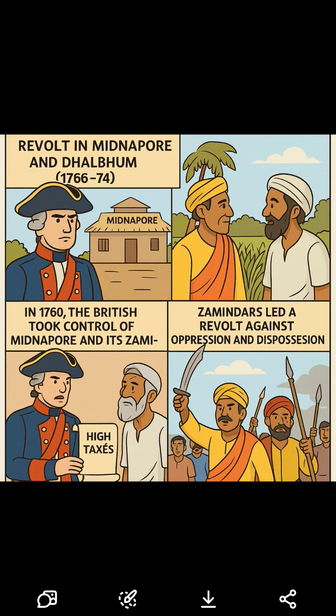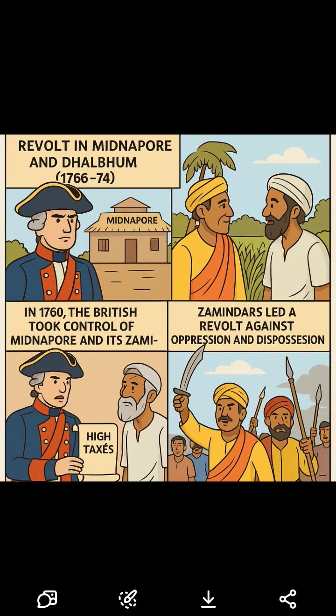What was the result? The revolt was defeated by the British. Many tribal and forest zamindars lost their land and influence. The British tightened their control over revenue collection and governance. But the revolt showed early signs of tribal and local resistance against colonial rule. That rural India was not silent. People were ready to fight when pushed too far.